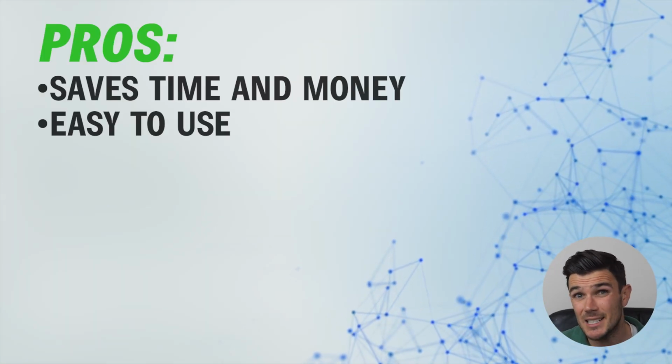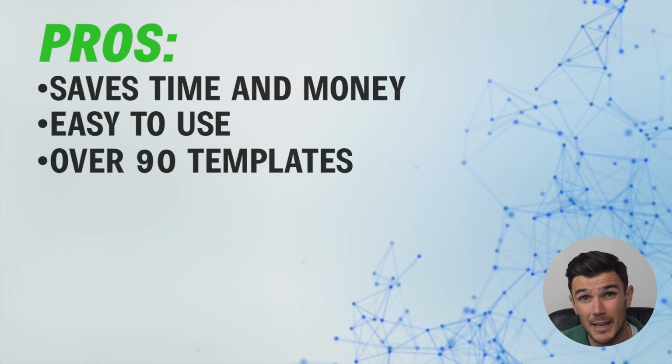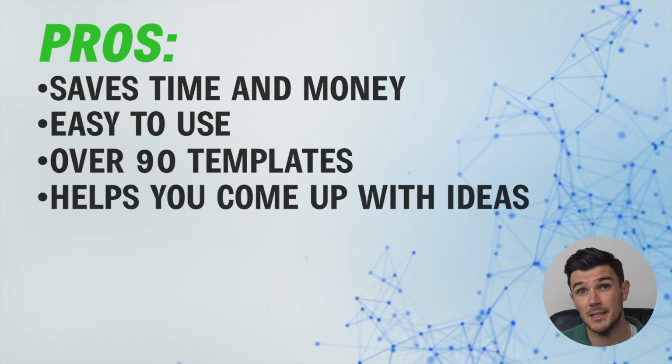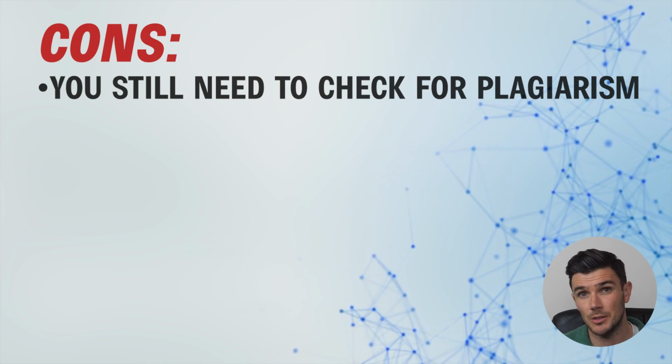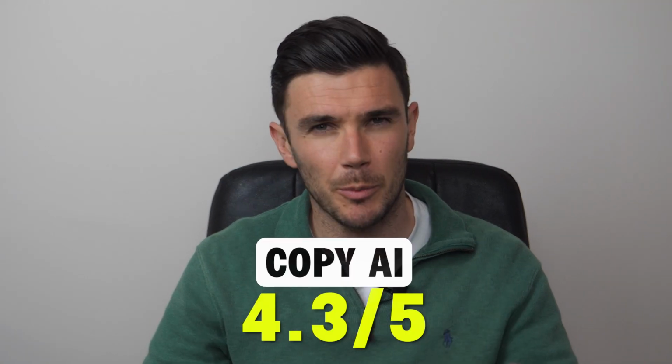All right, so the pros for this one. Saves time and money, it's easy to use, there's over 90 templates, and it helps you come up with ideas. Some cons, well, you still need to check for plagiarism once it's given you the content. This can take some time. So for this reason, my overall score is 4.3 out of 5.